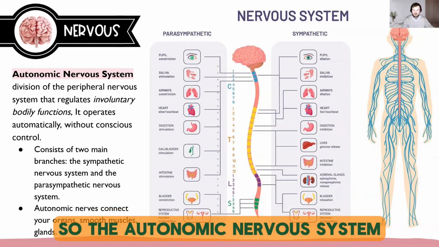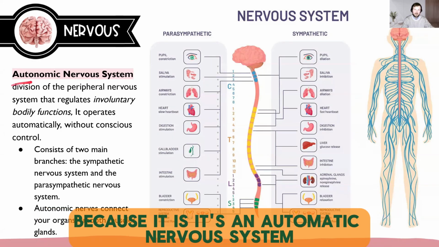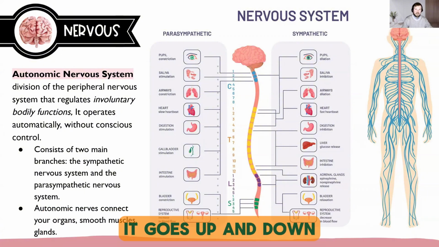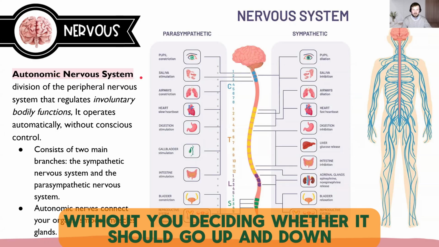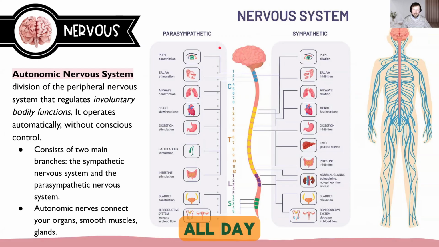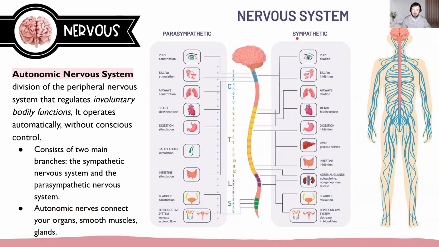So the autonomic nervous system, obviously this looks like automatic, right? Because it is. It's an automatic nervous system. It works without your conscious awareness. It goes up and down without you deciding whether it should go up and down. All right, so what do I mean by up and down? All day, your autonomic nervous system is going up and down. What do I mean by up and down?